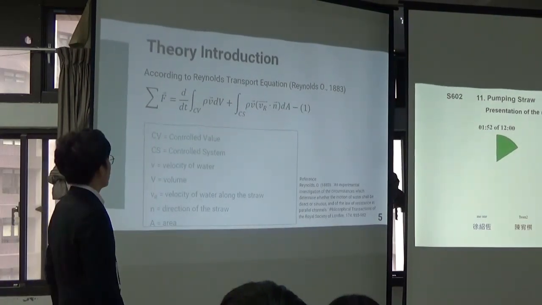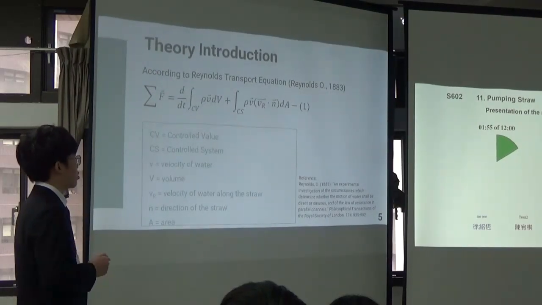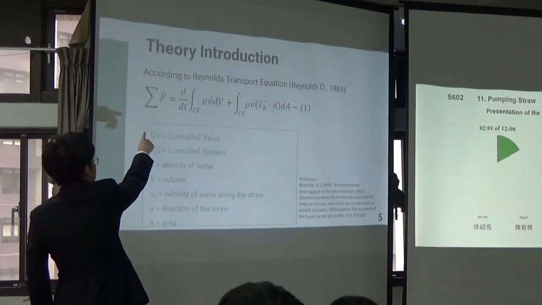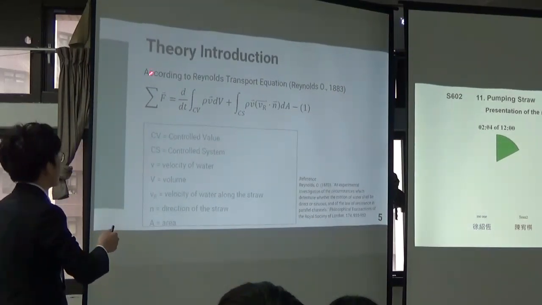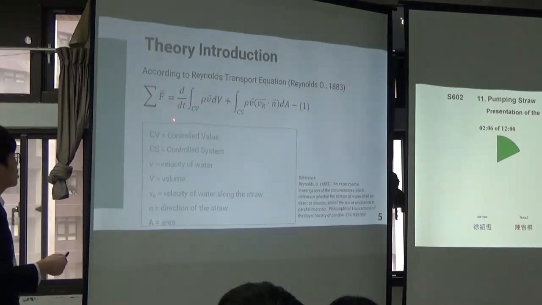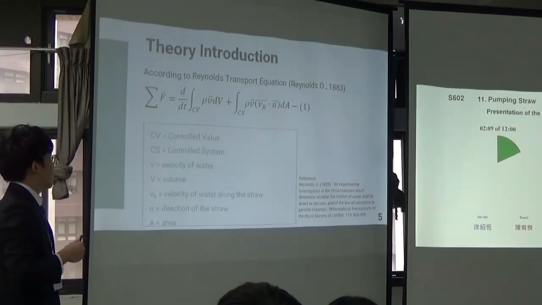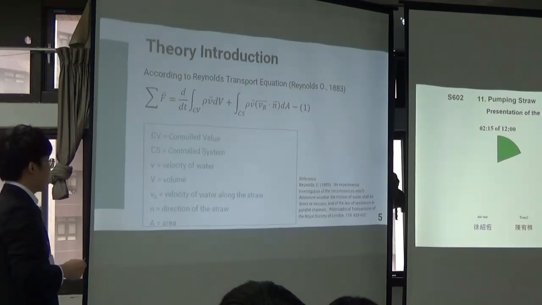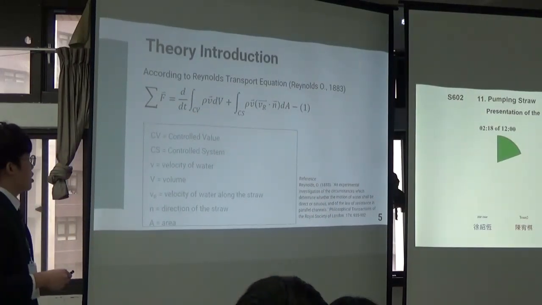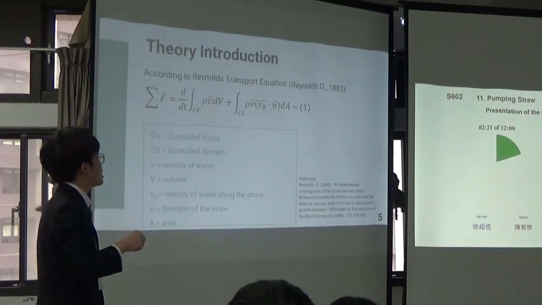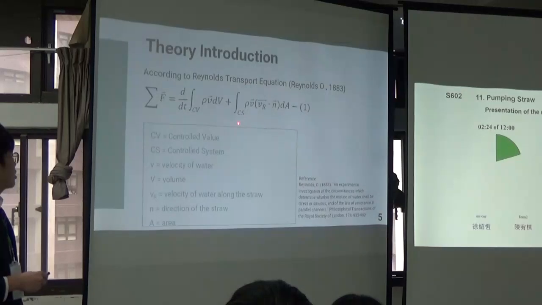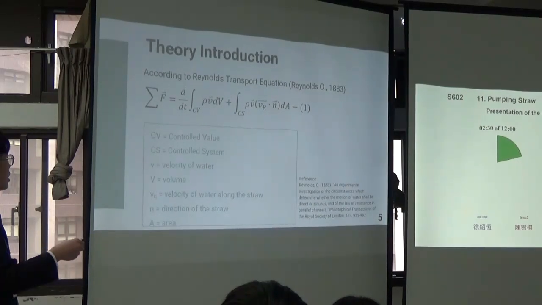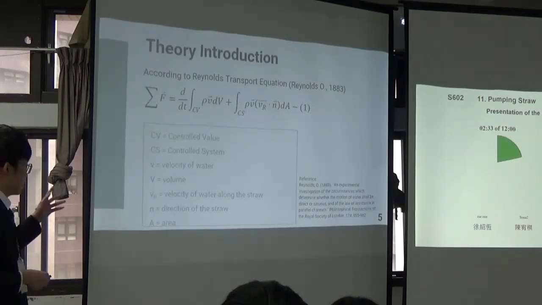And in our theory, we support our theory with the Reynolds transport equation. Allow me to explain a little bit. The first one is the combination of forces, and the second chunk refers to the rate change of the volume, which in this experiment, since the volume of the straw is static, is 0 because there is no change. And the third one is the mass flow rate momentum. CV refers to control volume, CS refers to control surface, V is velocity, the capital V is the volume, and A refers to area.